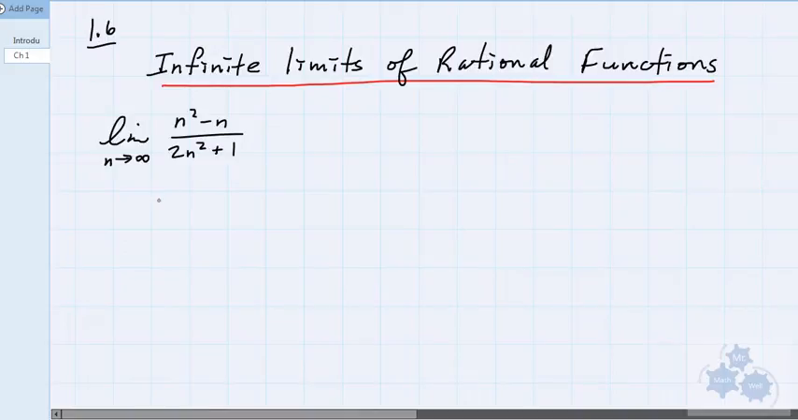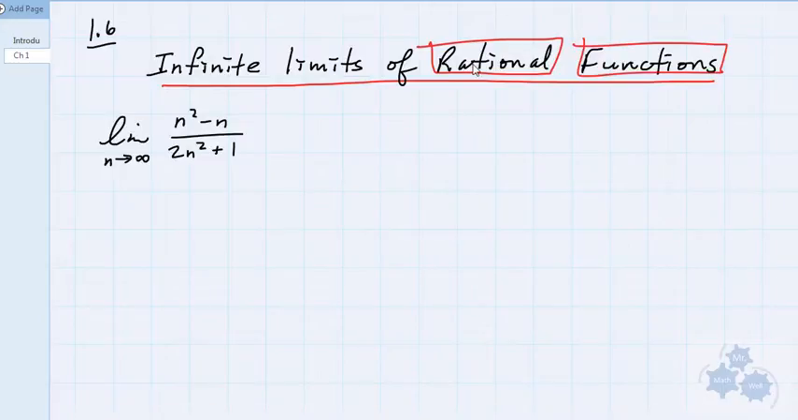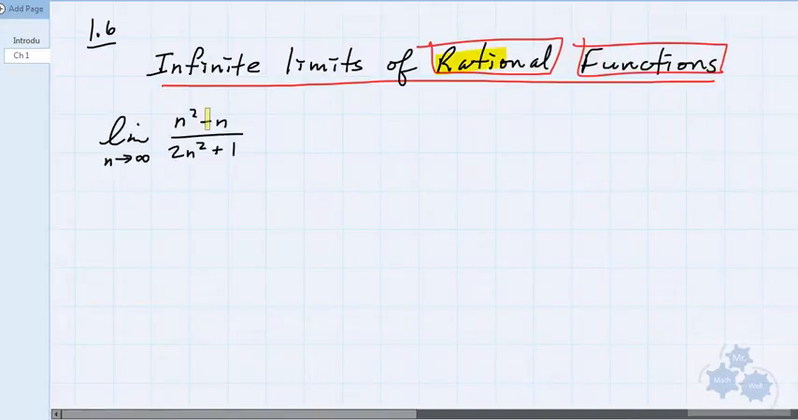Okay, so this lesson today is, we're talking about infinite limits of rational functions. And first of all, let's talk about what a rational function is. If we talk about rational, the root word there is ratio. So we're talking about a ratio, which includes a numerator up top and a denominator on the bottom. That's what a ratio is.